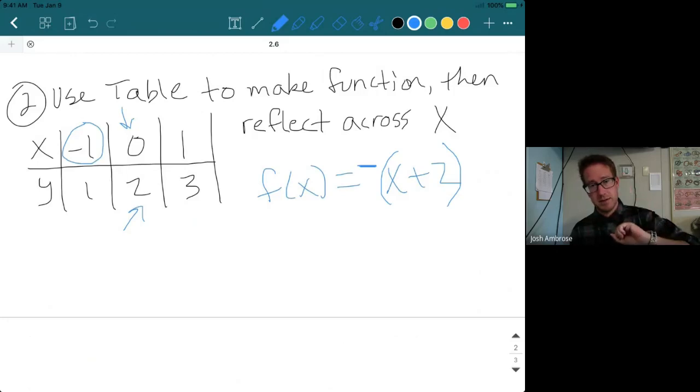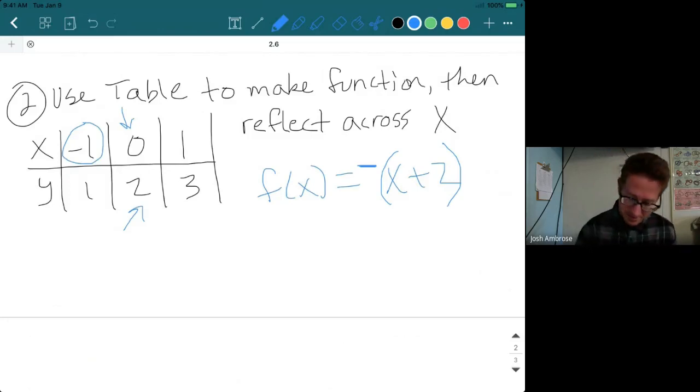Step 1, use the table. Step 2, then reflect it over the x. All right.